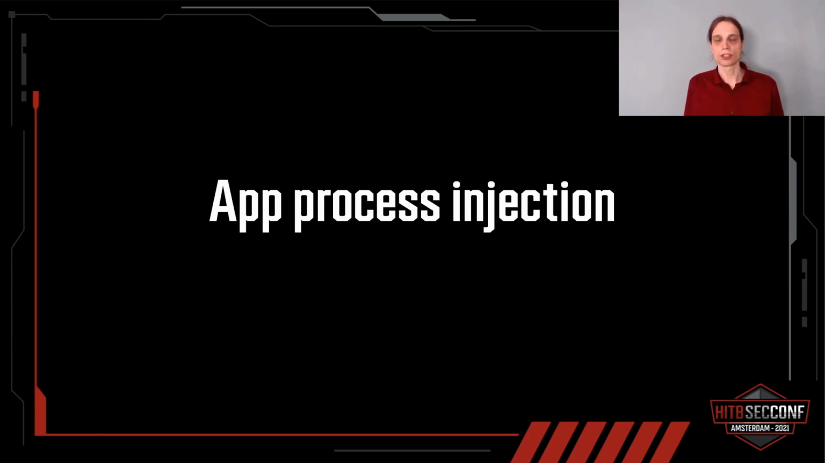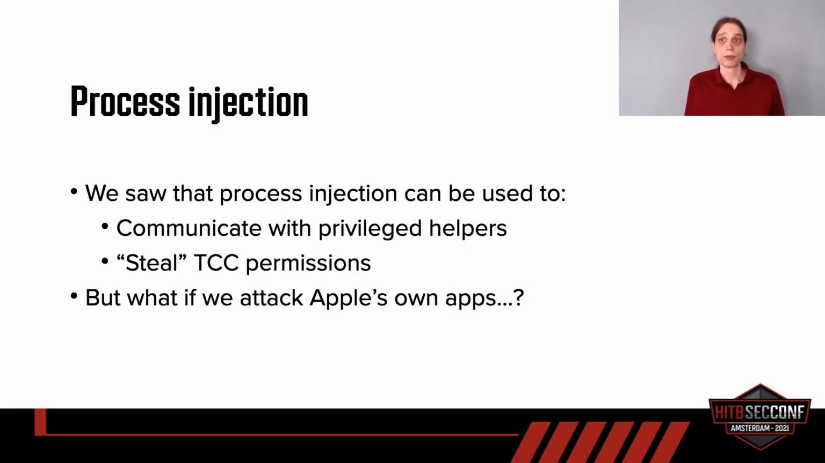Finally, we're going to talk about process injection. As we mentioned before, process injection can be used to communicate with a privileged helper tool, for example, to install an update. But you can also use it to steal permissions, in the same way that you can modify an Electron application. If you can inject code into another application, then you can borrow the TCC permissions that application has.